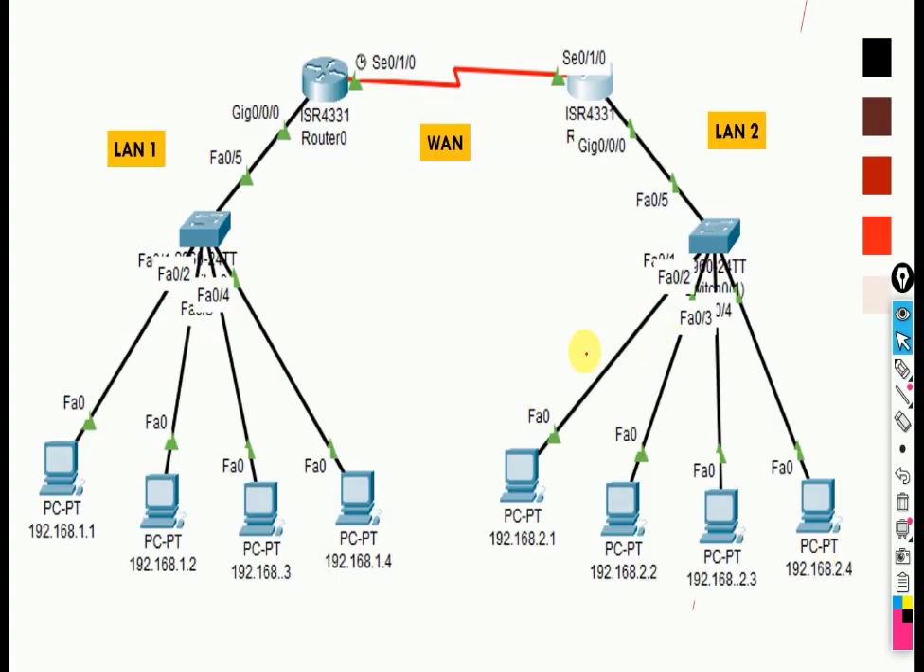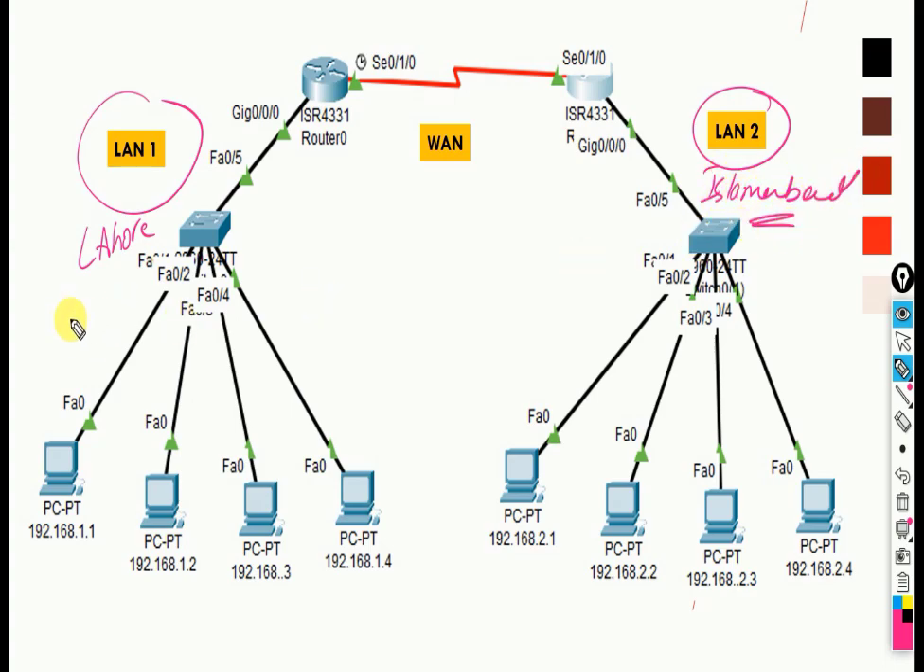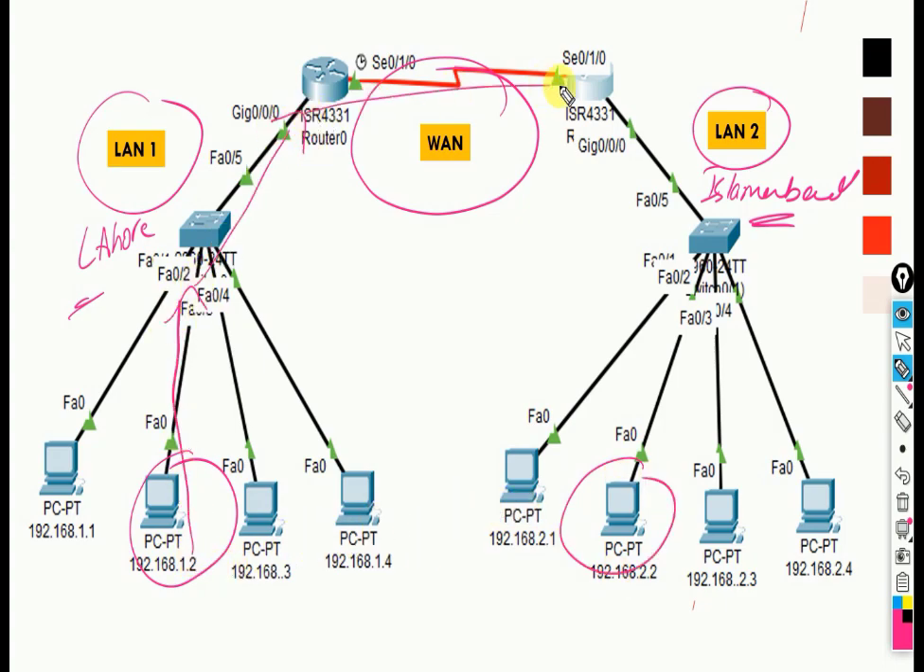We will see an example now. There are 2 local area networks. One local area network is in Lahore and the other local area network is in, let's say, Islamabad. These 2 local area networks are in 2 different places in the country, and they are separated by a very large geographical area. But still, this computer can communicate with this computer, and this is possible only with the help of a wide area network.